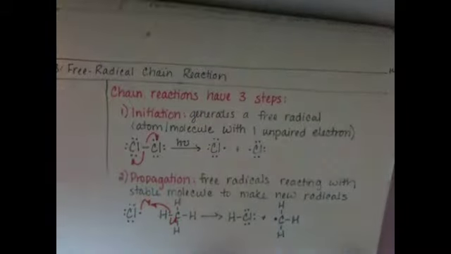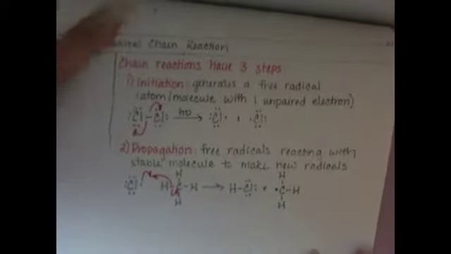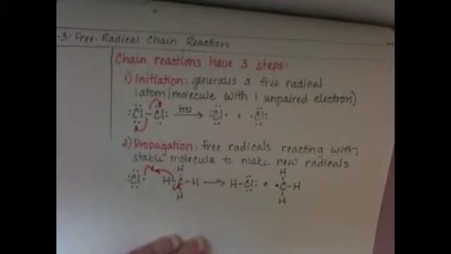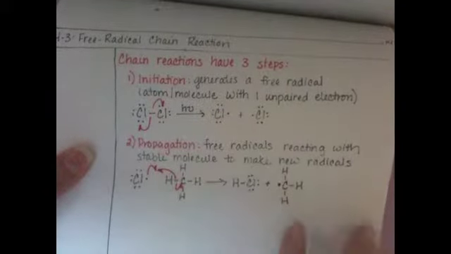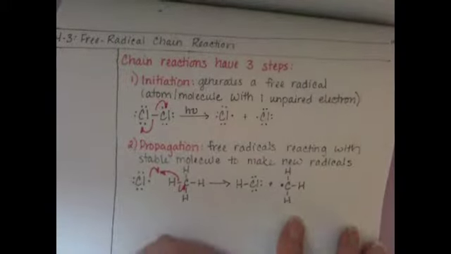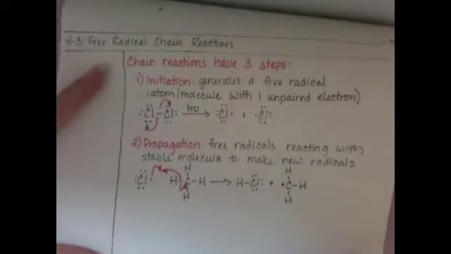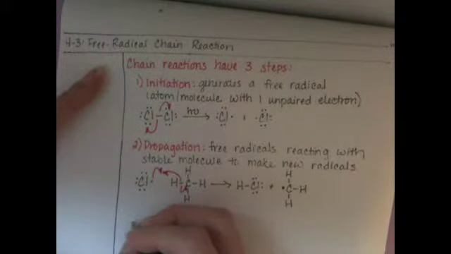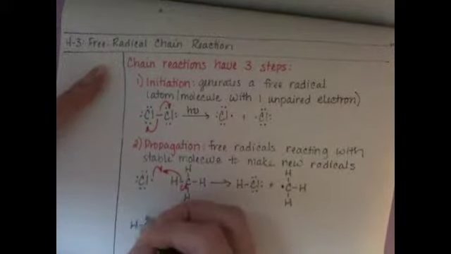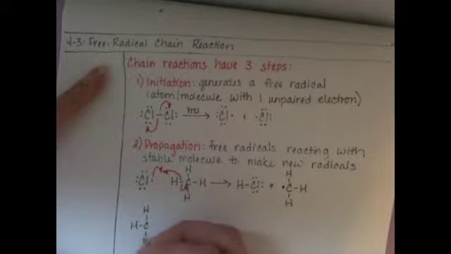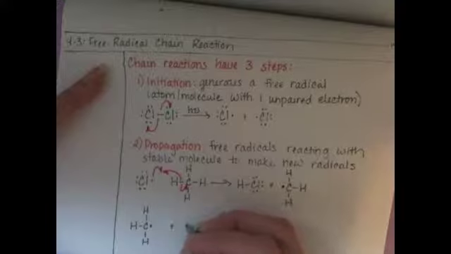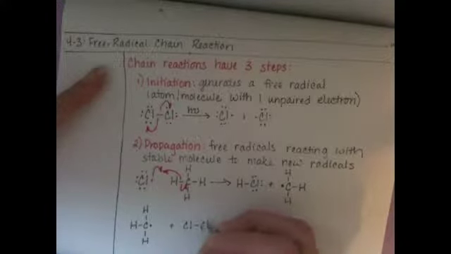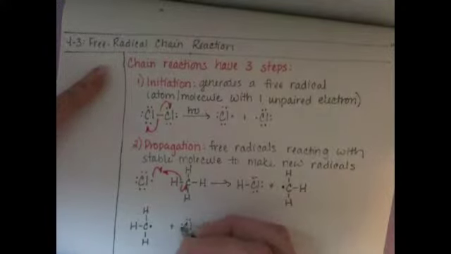There are lots of different propagation steps in chain reactions, not just one. For example, now that we've created this new radical, the methyl radical, that radical could go on to do a propagation step. Let's say that it reacted with another chlorine molecule, Cl2.